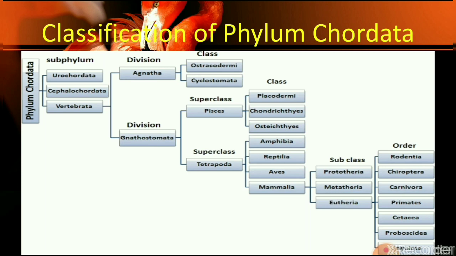Class Mammalia is further divided into three subclasses, Prototheria, Metatheria, and Eutheria. Subclass Eutheria is further divided into several orders like Rodentia, Chiroptera, Carnivora, Primata, Cetacea, Proboscidea, Ungulata, etc.